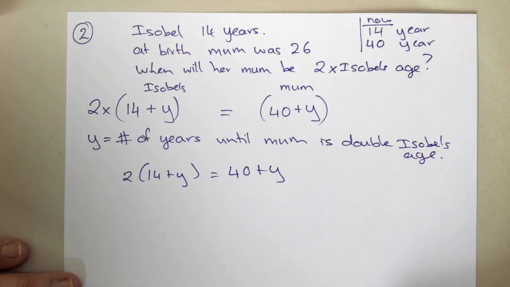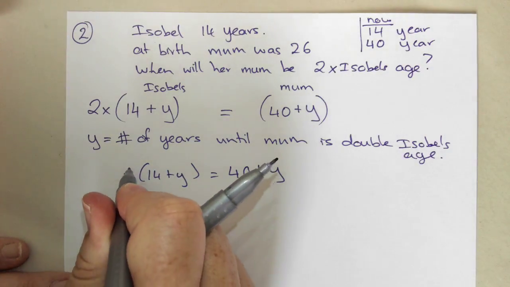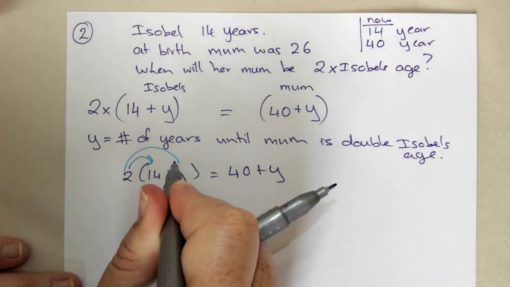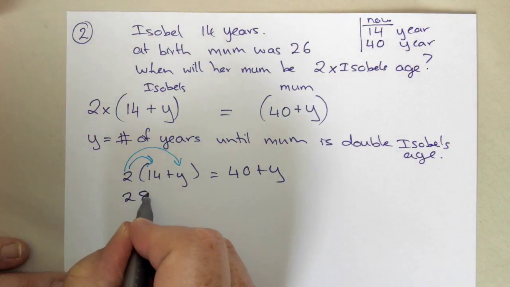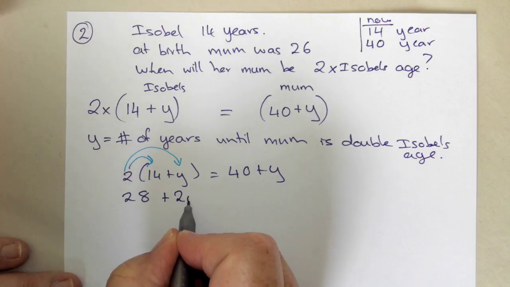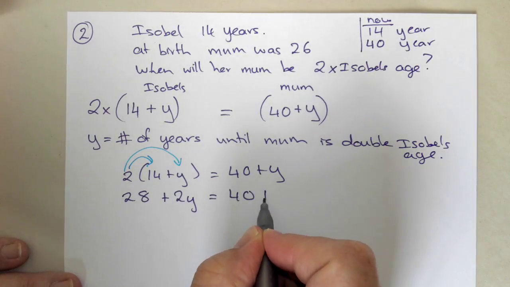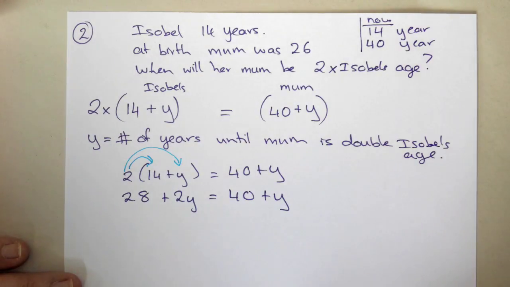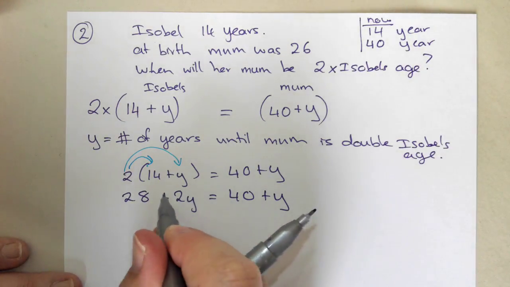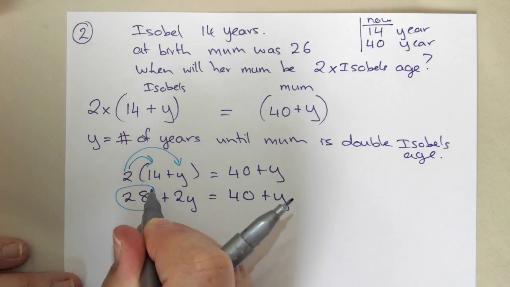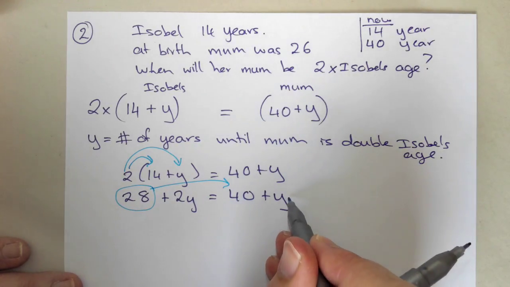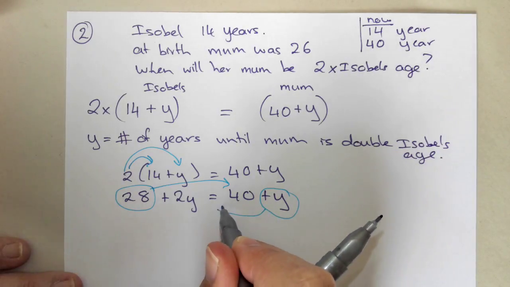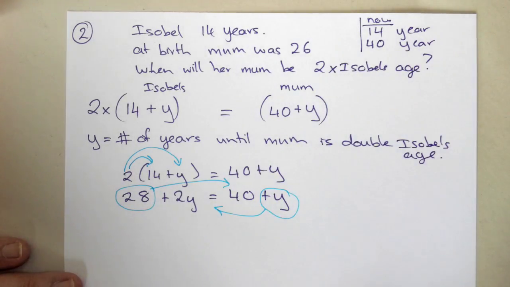So we need to expand this out now. So 2 times the 14 and 2 times the y. So 2 times 14 is 28 plus 2y is equal to 40 plus y. Now we want all the variables on the left and numbers on the right. So this variable is going to stay. This number needs to go across. 40 is already where it should be. The y is not, so we're going to move that to the other side.